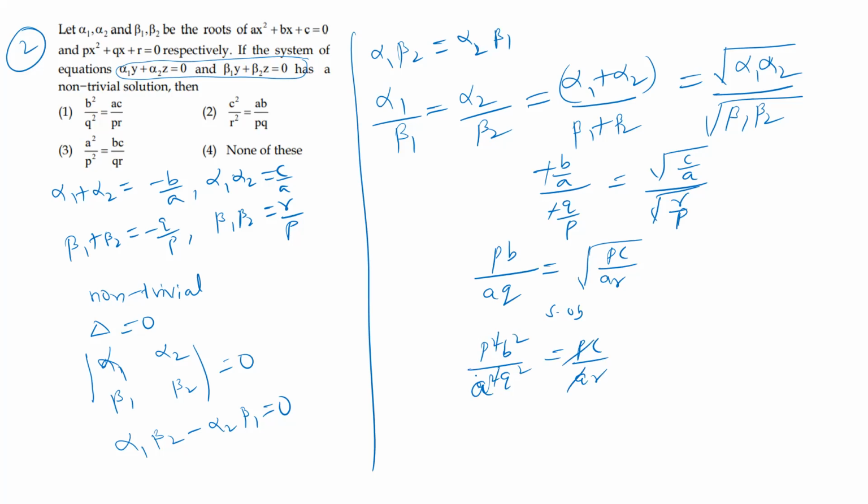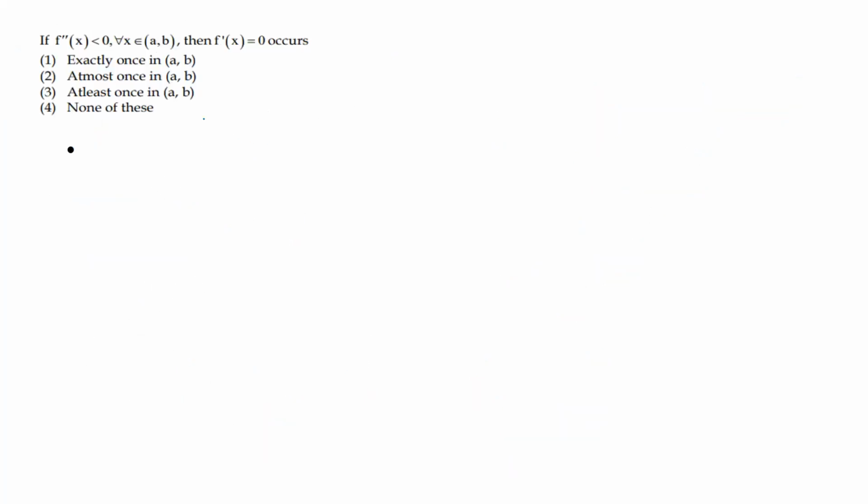Here the options are given in the form of what? b square by q square. That's why b square by q square. Remaining p and a we send to this side, that is ac by pr. So ac by pr equals b square by q square. That's why which option is correct? The first option is correct. Next, the third one.